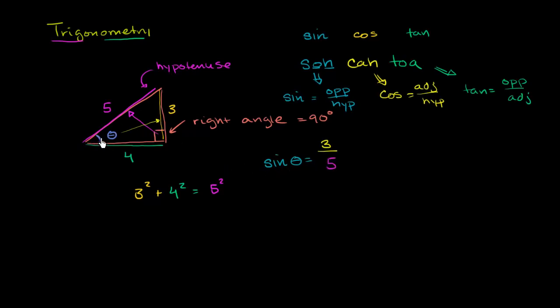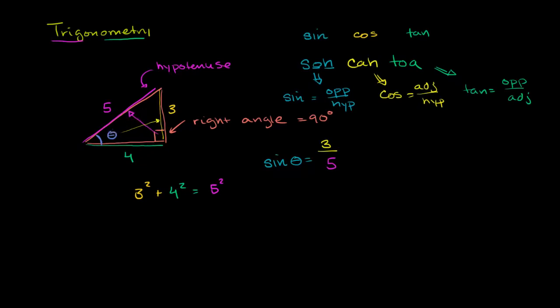So if someone says, hey, what's the sine of that angle? It's 3/5. And I'm going to show you in a second that if this angle is a certain angle, the sine of theta is always going to be 3/5. The ratio of the opposite to the hypotenuse is always going to be the same, even if the actual triangle were a larger triangle or a smaller one.